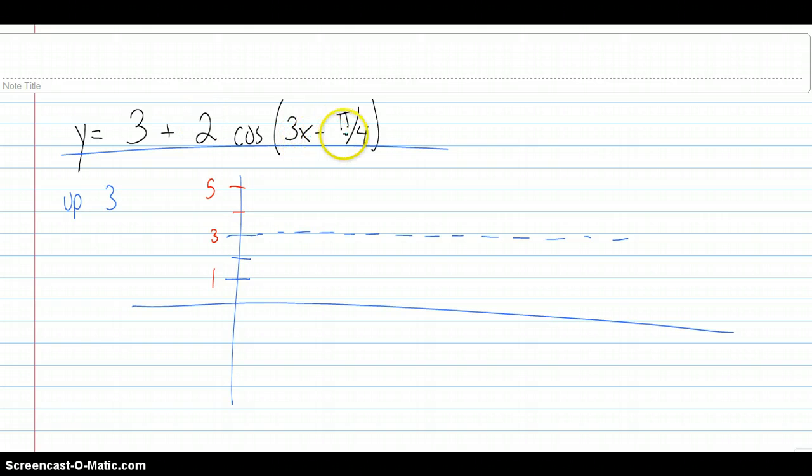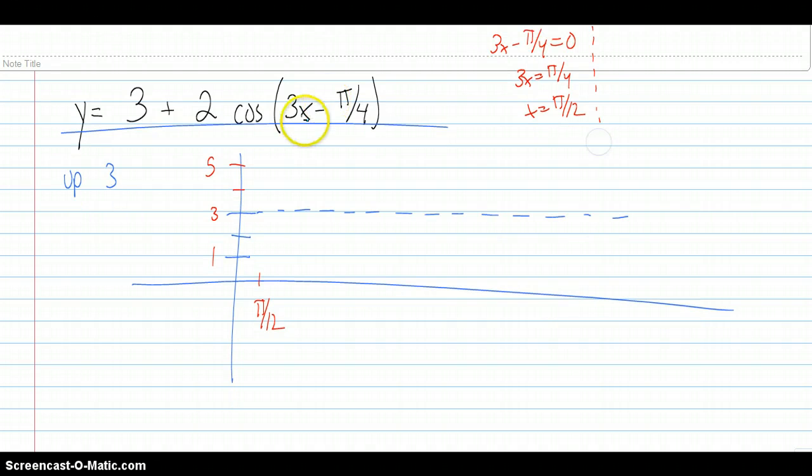Next, we're going to figure out where this starts, because the period changed and also the phase shift changed as well. So we're going to take the 3x minus pi over 4, set that equal to 0, because normally cosine starts at an x value of 0. And then as we solve that equation, we get that x equals pi over 12. So we'll say that this is pi over 12. And we could figure out the period from this.